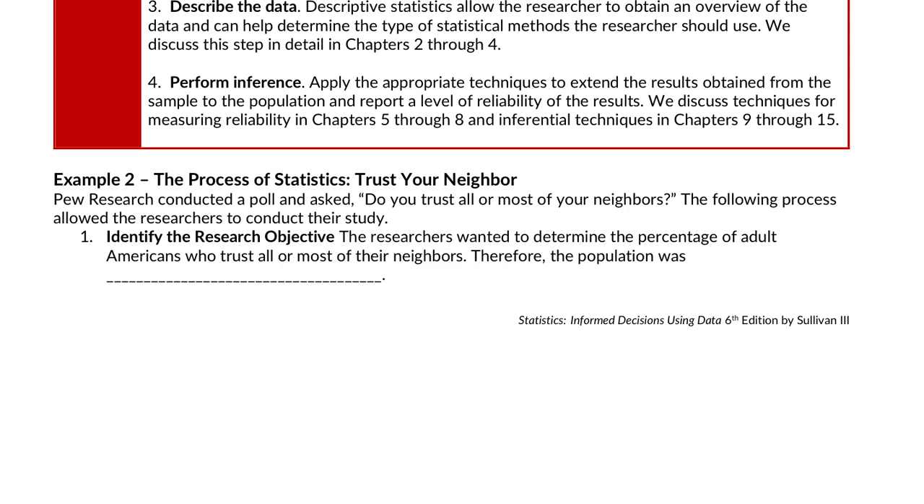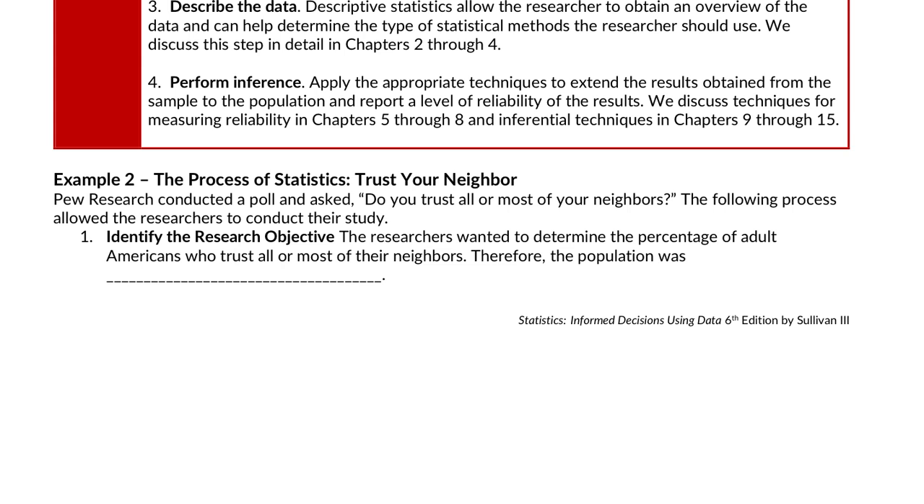Example 2. Pew Research conducted a poll and asked, do you trust all or most of your neighbors? The following process allowed the researchers to conduct their study. Number 1, they identified their research objective. The researchers wanted to determine the percentage of adult Americans who trusted all or most of their neighbors.